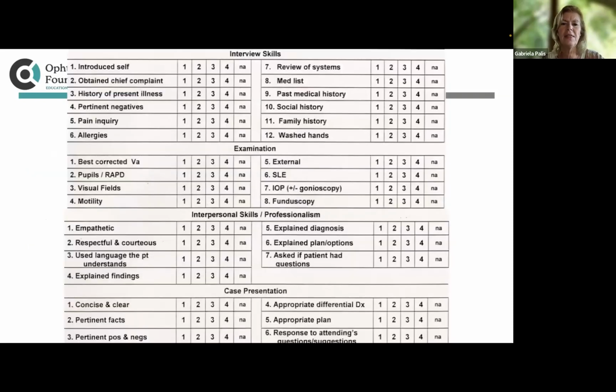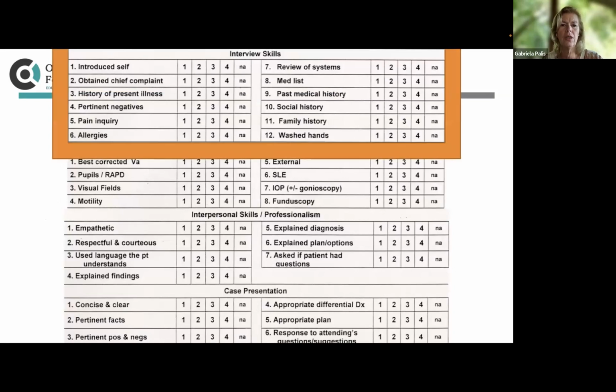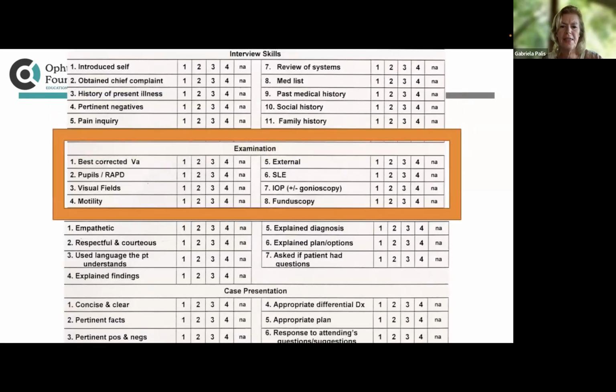It consists of the assessment of several aspects of the medical consultation of a resident with a patient. It has a part for assessing interviewing skills. So here you can see that the observer will assess the resident on how they introduce themselves, if they obtain the chief complaint, the history of present illness, the allergies, review of systems, etc. Then there is a second part for assessing the examination skills. So if they assess the best corrected visual acuity, pupils, motility, external, fundoscopy, etc.